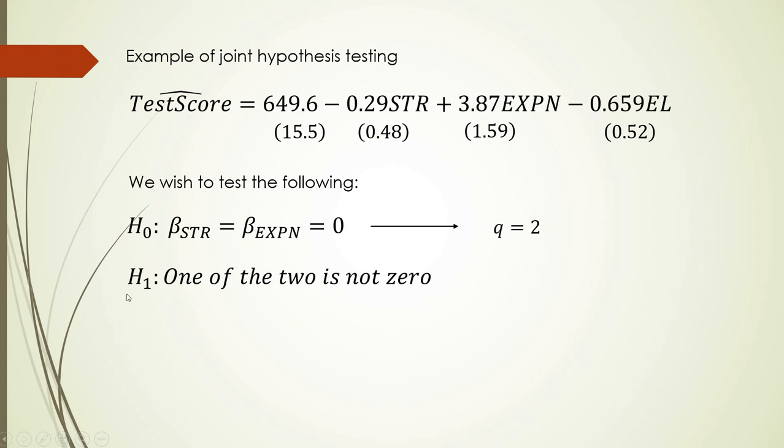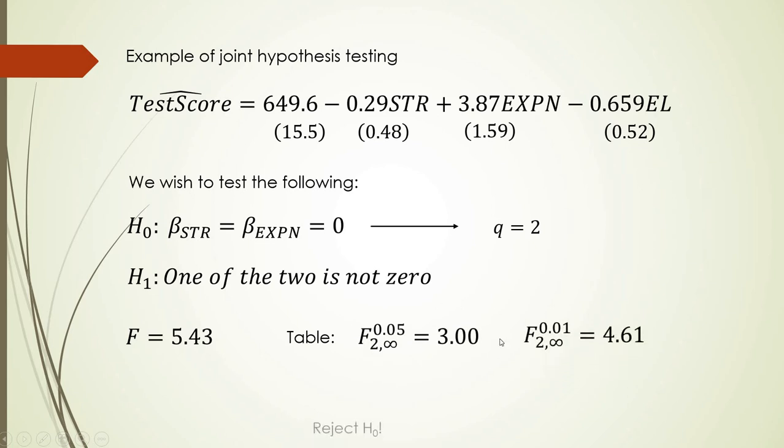Alternative, if we reject the null, that one of these two coefficients in population is different from 0. So on the basis of joint hypothesis, we will calculate the F statistic is 5.43. From table, critical value for 95% is 3, for 99% is 4.61. So we will reject the null, saying that at least one of these two coefficients are different from 0. So jointly, actually, these two coefficients are statistically significant.